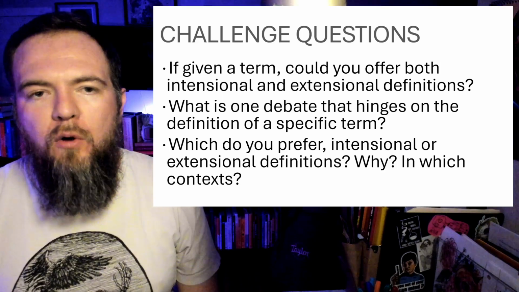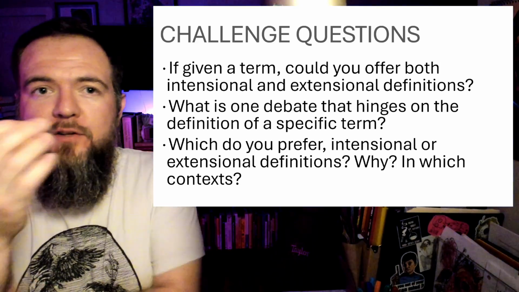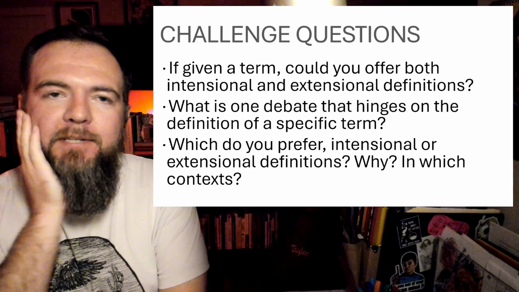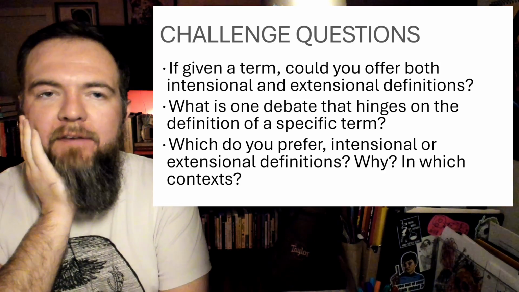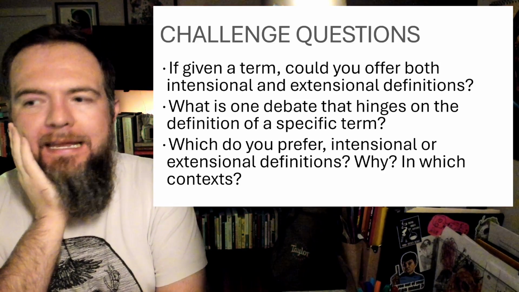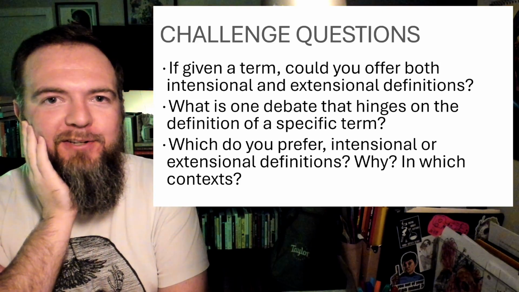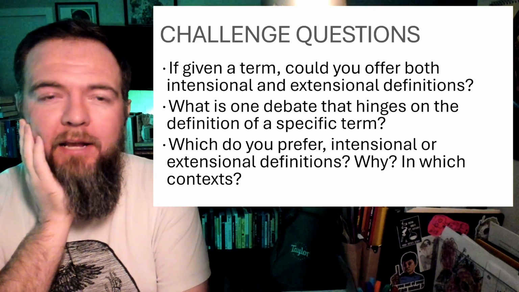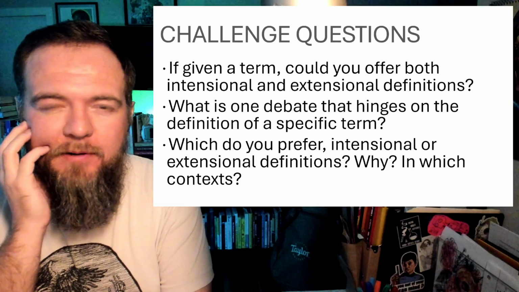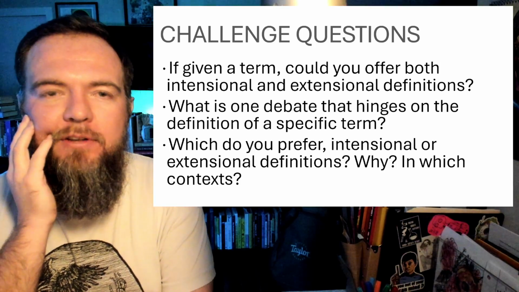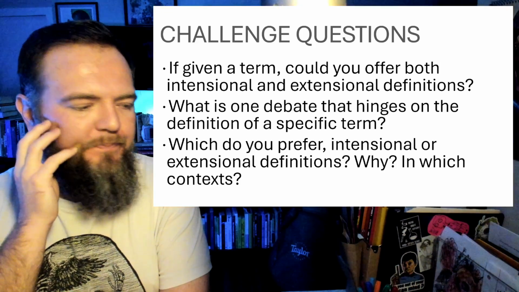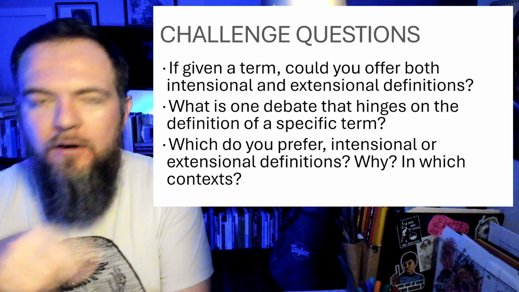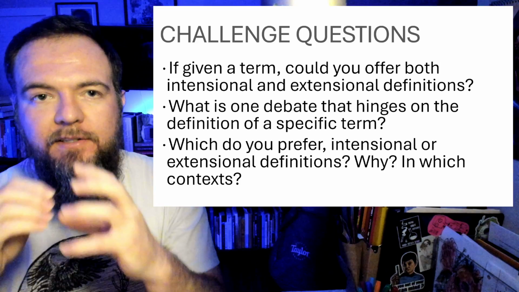All right. So the challenge for you, if you really feel like you understood what I'm talking about here, you should be able to answer these kinds of questions. If given a term, could you offer both intentional and extensional definitions? Remember, intension is the sense or the connotation of the term, talking about the properties, getting at the concept of the term, versus the extensional definition, where you're talking about the class of objects that something picks out. Ostension, you're pointing, or you're listing, or you're making classes and subclasses.